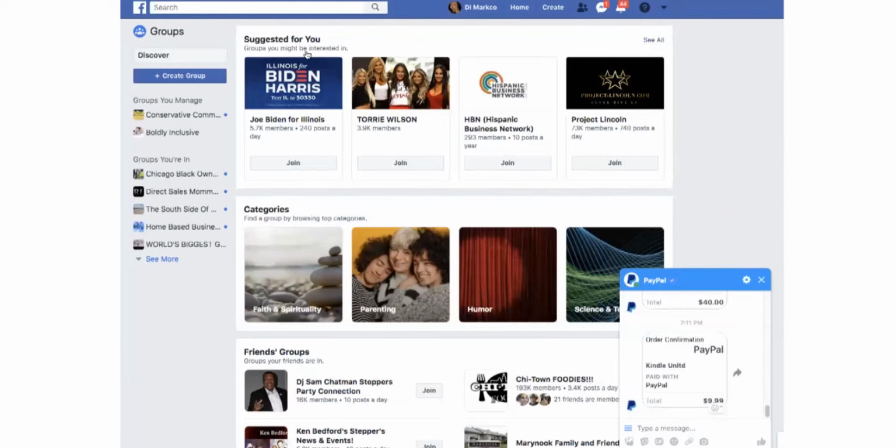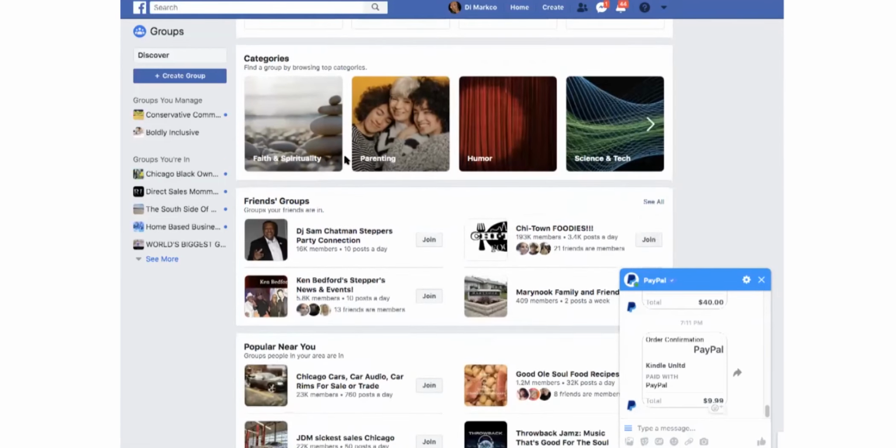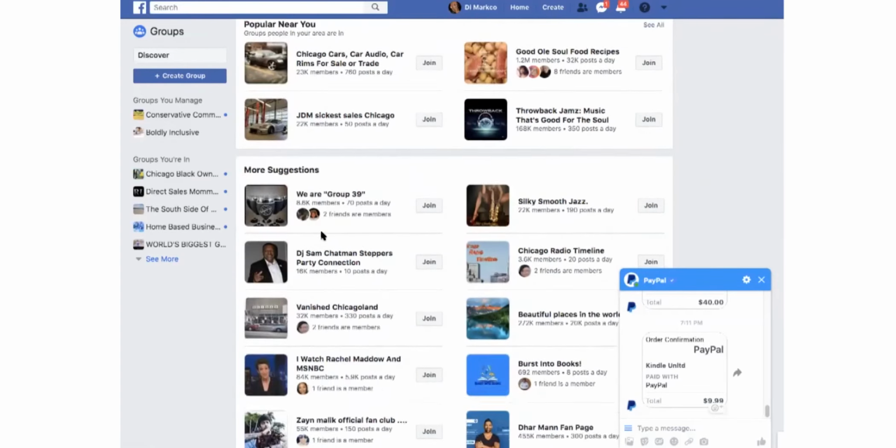Now, I'm not going to join these groups. These are not groups I want to join, but I'm just showing you that they give you these nice suggested groups to join. Friend groups, popular groups. This is another page.